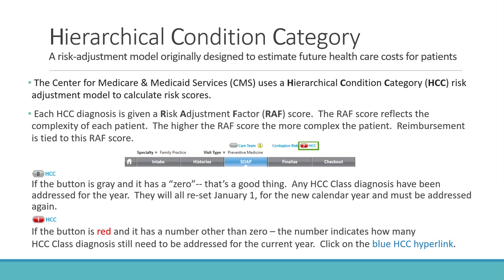Here's just a reminder of the hierarchical condition category. This is what determines how much we get paid for the patient visit. The more complex the patient, the higher the reimbursement for the patient. So when you click onto the HCC link, this is where you can easily see what things need to be addressed.